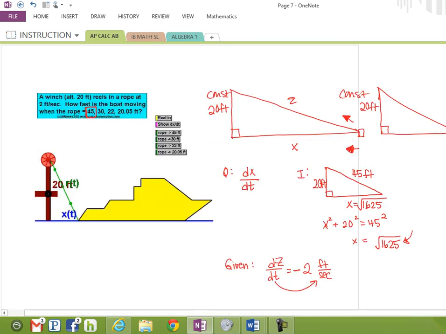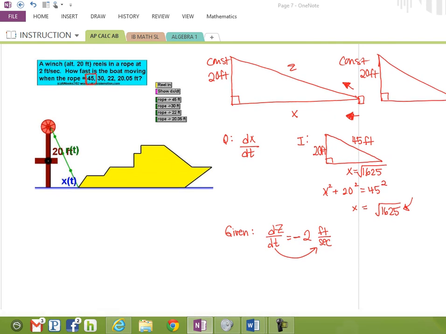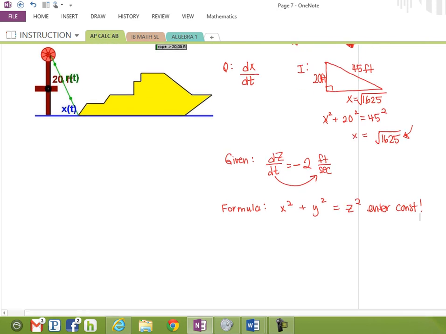So, formula. Obviously, very similar to the last problem that we just did. The formula that we're going to use is x squared plus y squared equals z squared. And here we're going to remember to enter constants. The constant that we're allowed to use is 20, and that was our y. So x squared plus 20, don't forget the squared, is equal to z squared. So now that we've entered our constants, we can take the derivative.